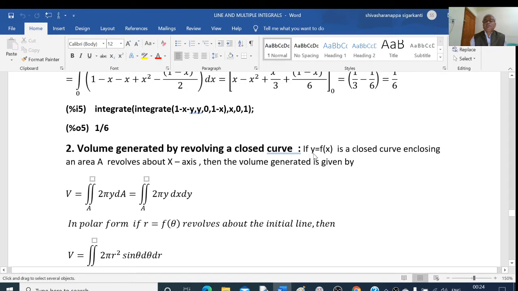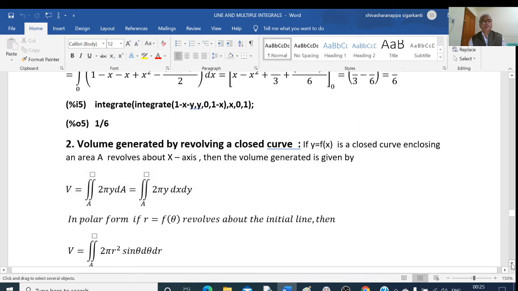Suppose the curve y equal to f of x is a closed curve enclosing an area A. If it revolves around the x-axis, then the volume generated by revolving this closed curve is given by V equal to double integral over A of 2 pi y dA, where dA is nothing but dx into dy.